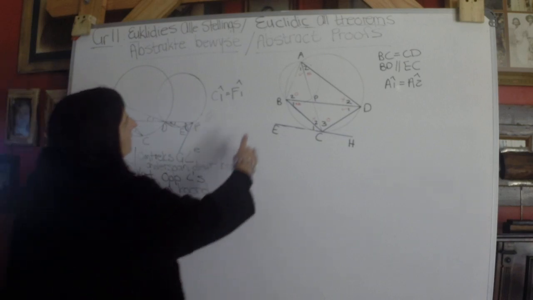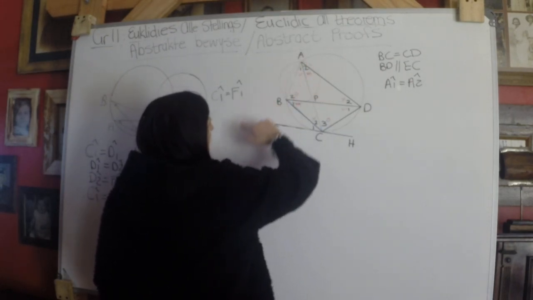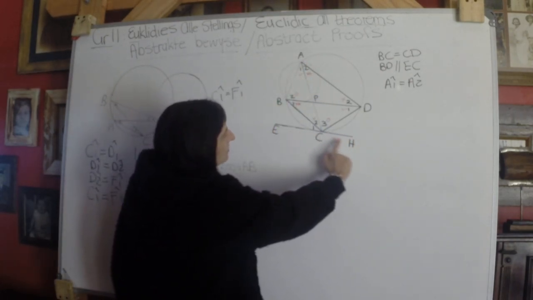Okay, there is no cyclic quadrilateral in the small circle. So now we're going to look at the 2 tangents.